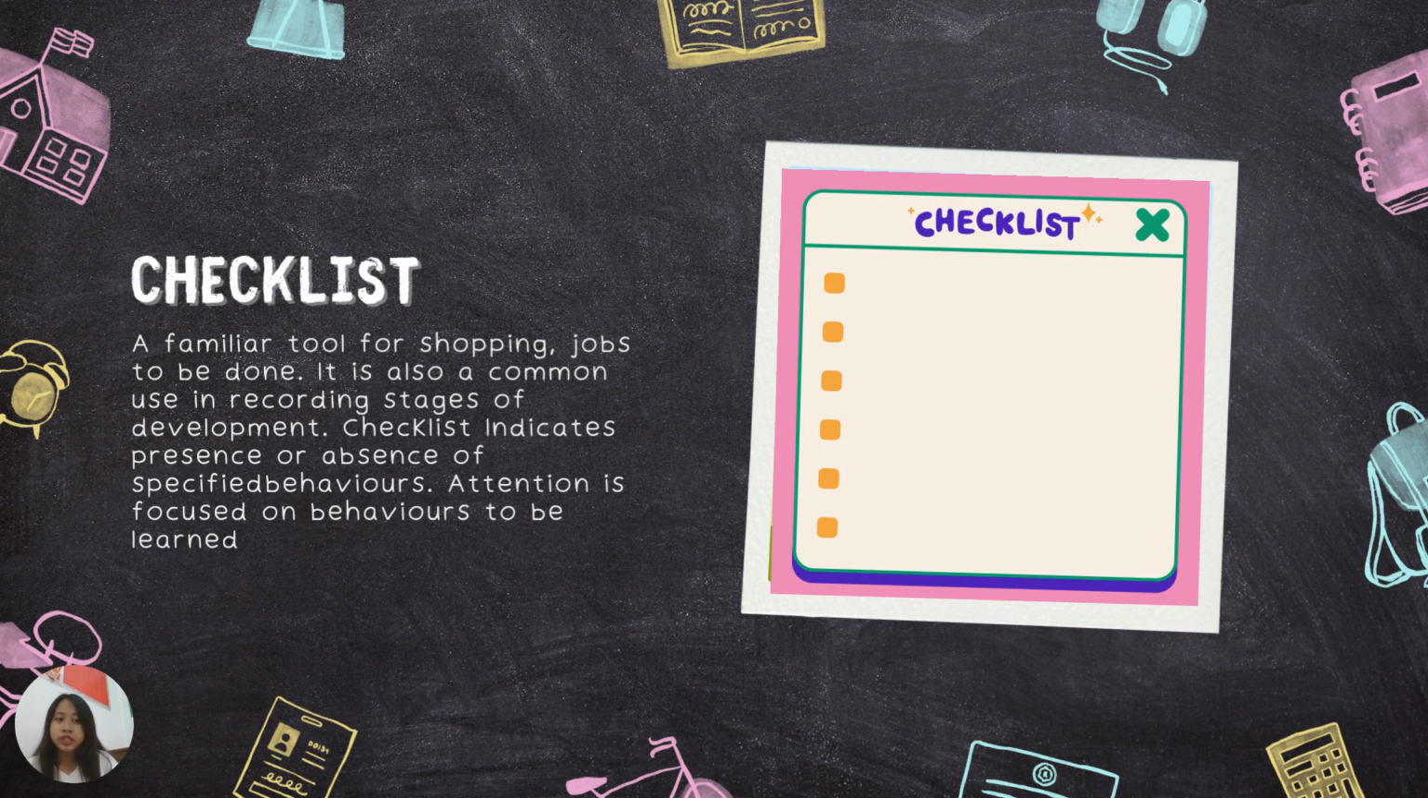The next one, I choose checklist. Checklist is a familiar tool for shopping or jobs to be done. It is also commonly used in recording stages of development. Checklist indicates presence or absence of specific behaviors. Attention is focused on the behavior to be learned.